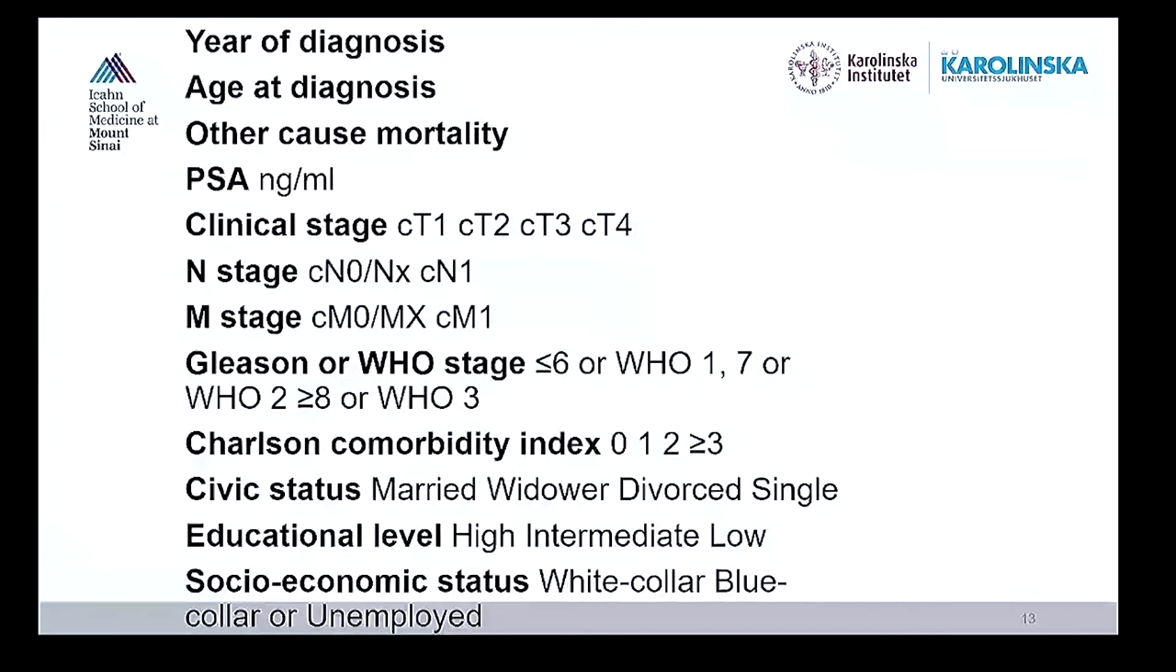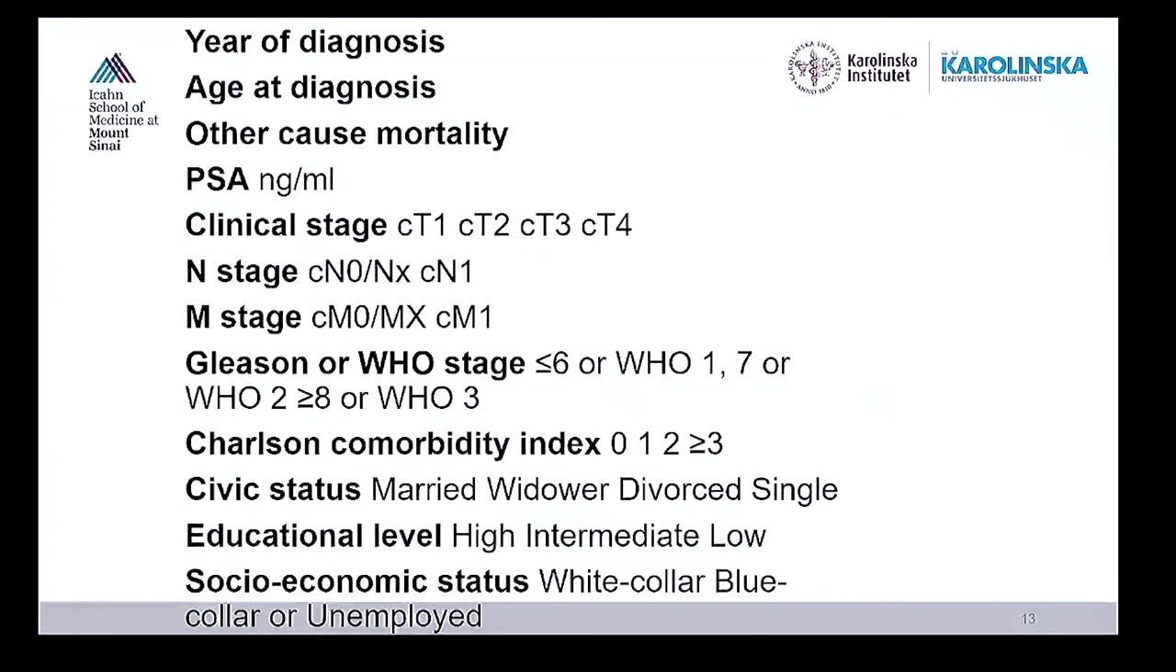The information we have is that we know when they had the diagnosis, we know how old they were, and we know if they died from prostate cancer or from something else. We know the PSA and the clinical stage. We know if they have lymph nodes, if they have metastasis. We know the Gleason score, which is the most important predictor of mortality in prostate cancer.